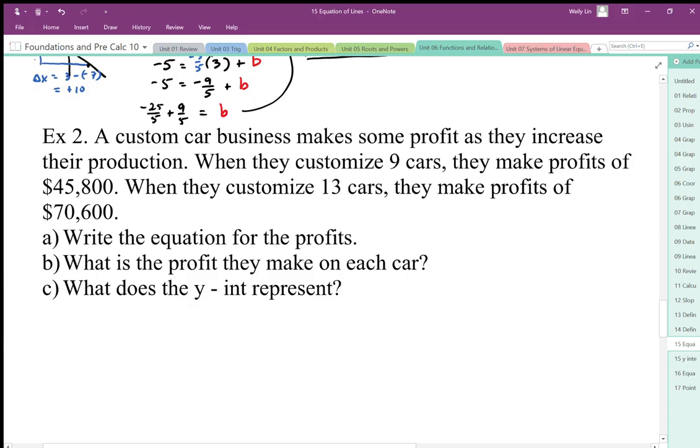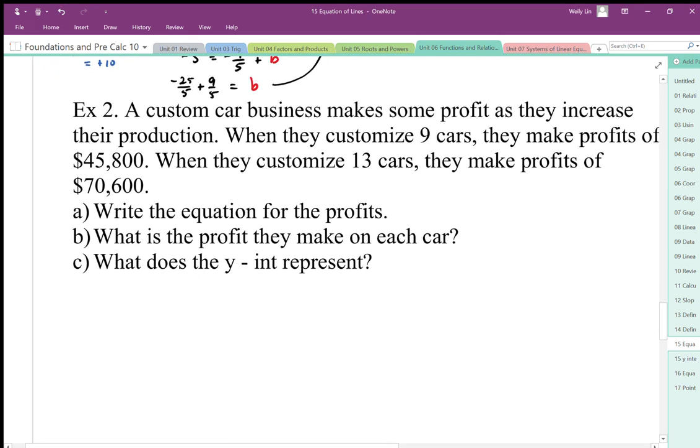So first of all, we have to establish the independent and dependent variables, or the x and the y. So the relationship is going to be the number of cars compared to the profit. So the profit is dependent on the number of cars. So when I sketch a graph of this, the cars should be the independent variable, and the profit should be my dependent variable.